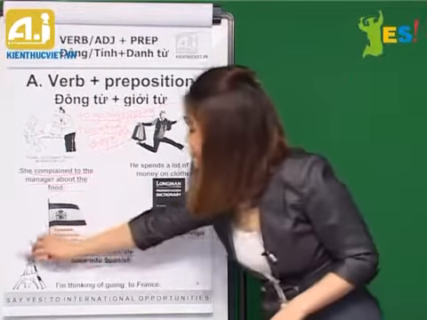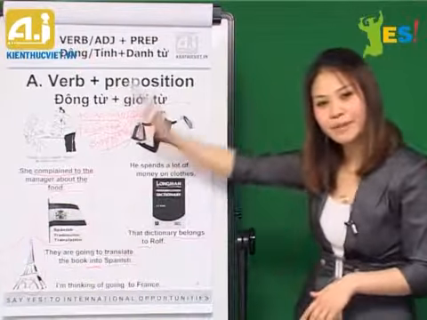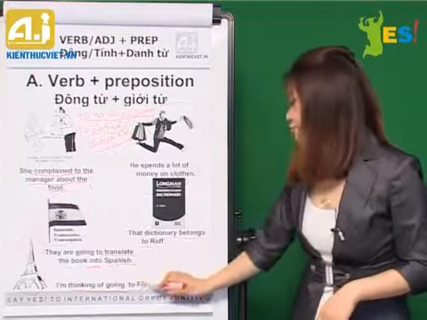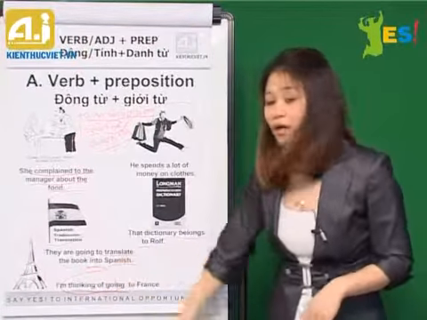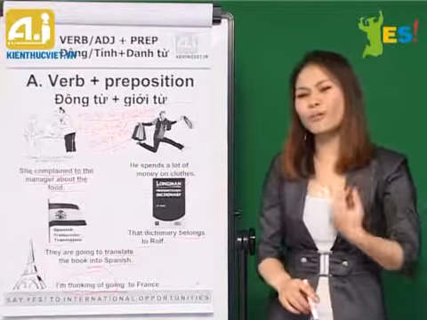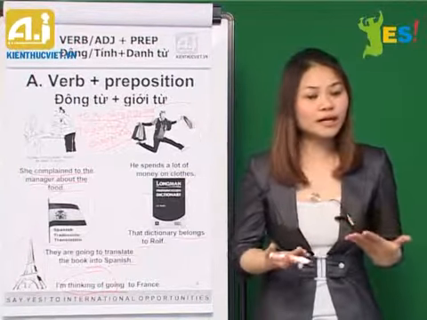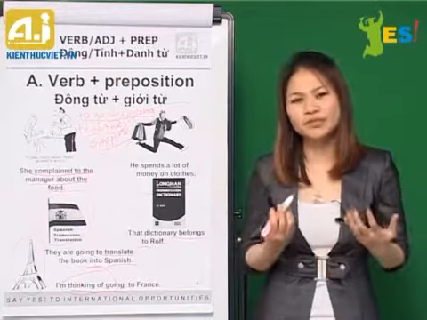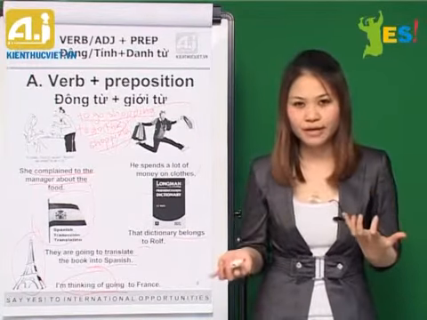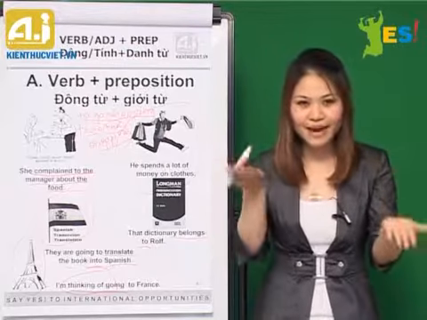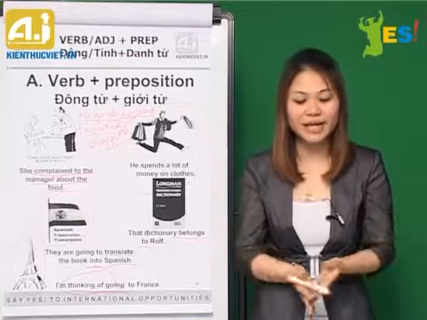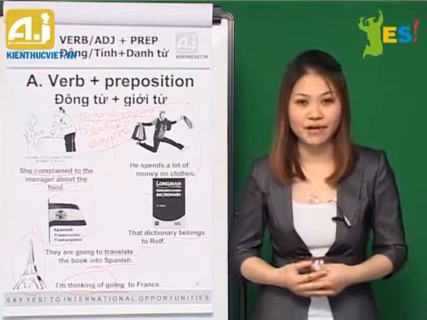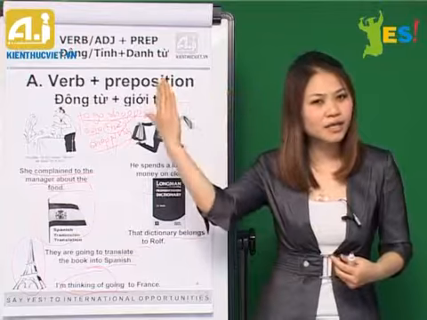Alright, and the last phrase that we're going to learn today on this page. I'm thinking of going to France. So, 'I think' is different from 'I'm thinking of'. I'm thinking of, should I do it? Shouldn't I do it? Good, bad, alright? So you are considering whether something is good or whether you should do something, right? So I'm thinking of going to France.